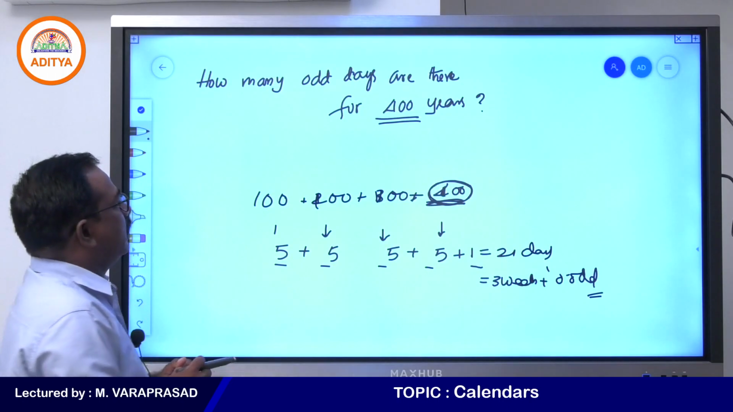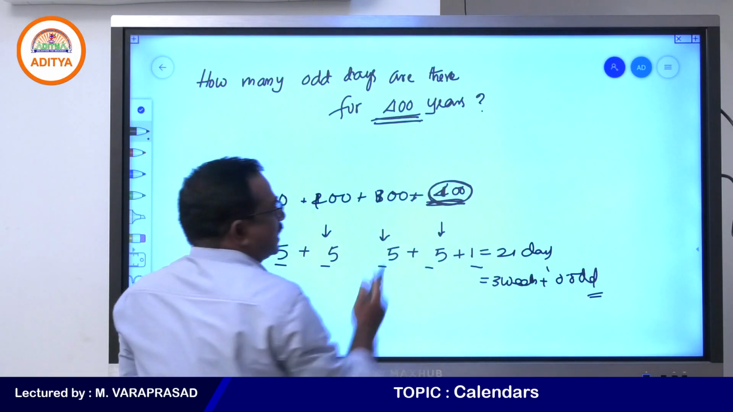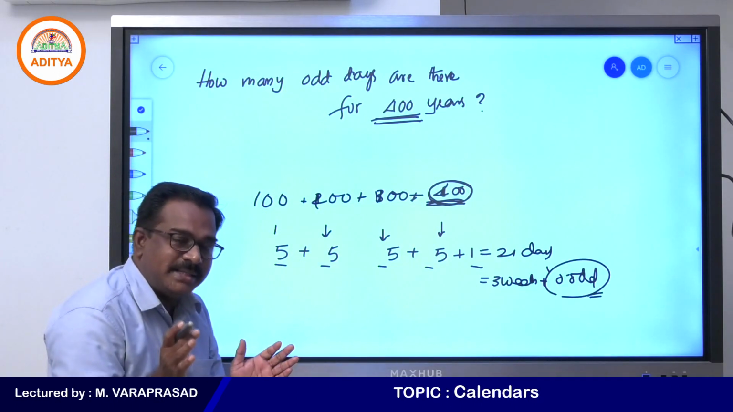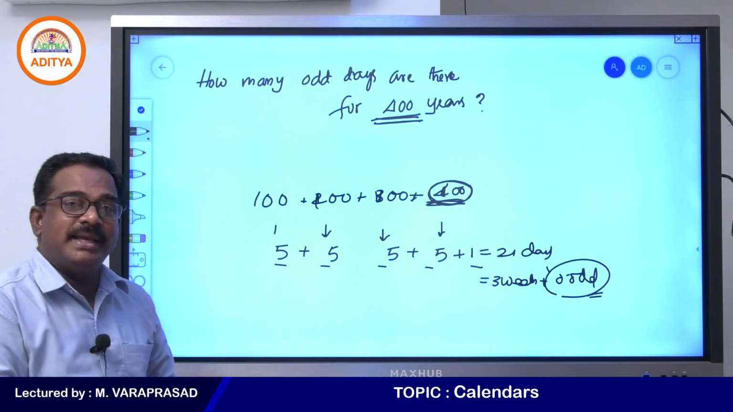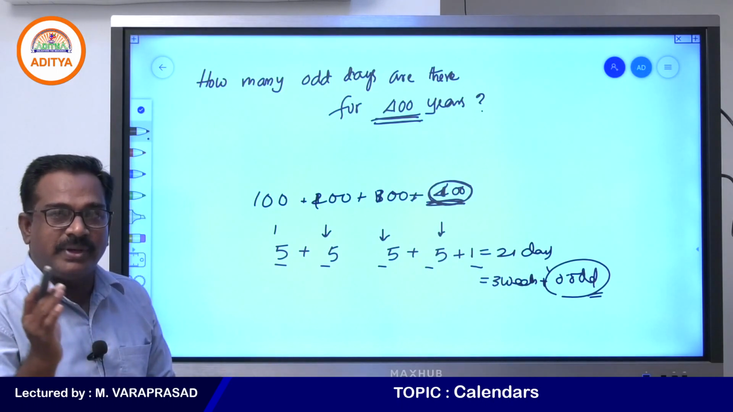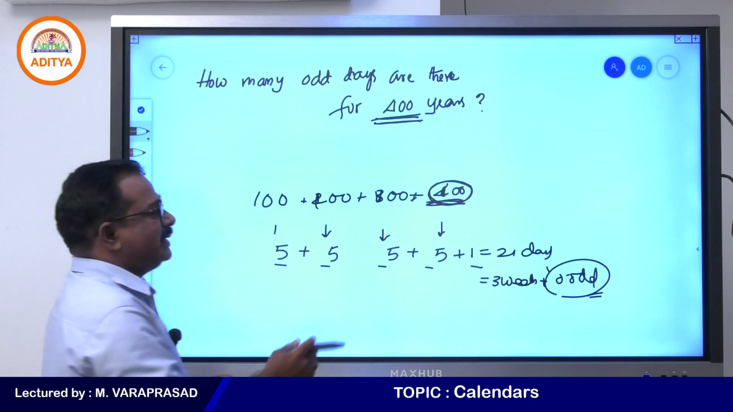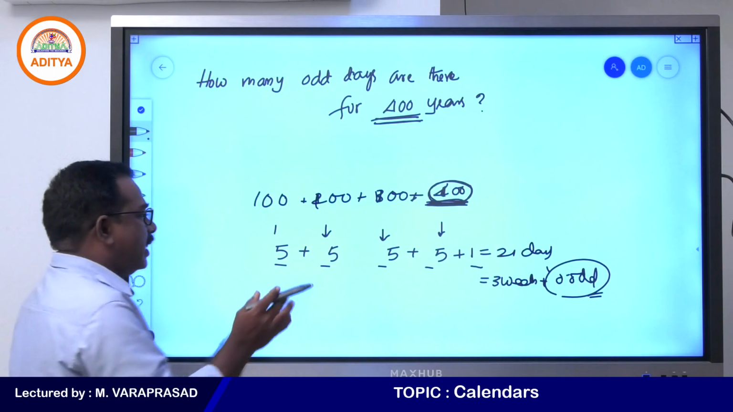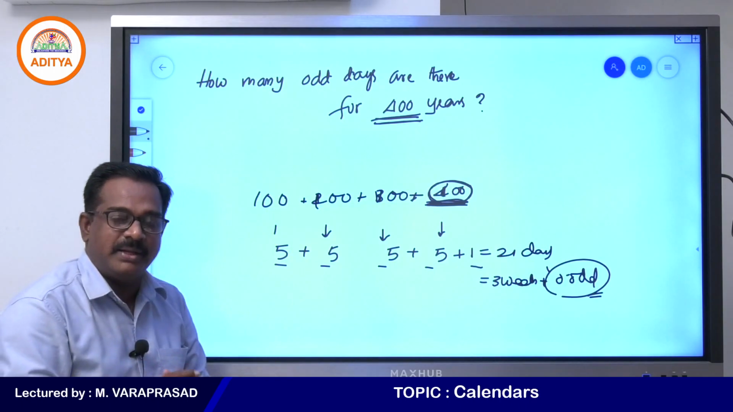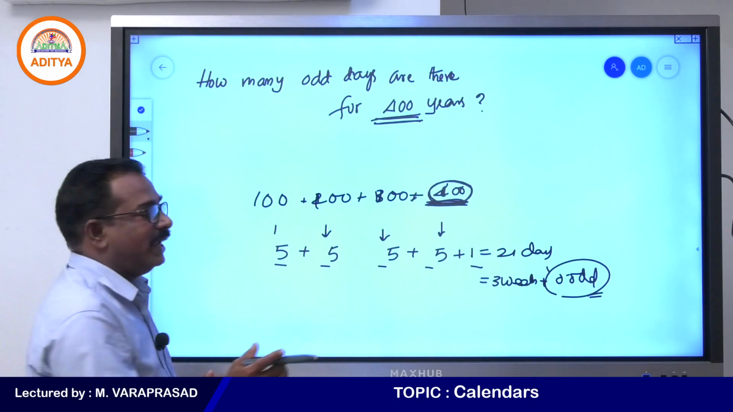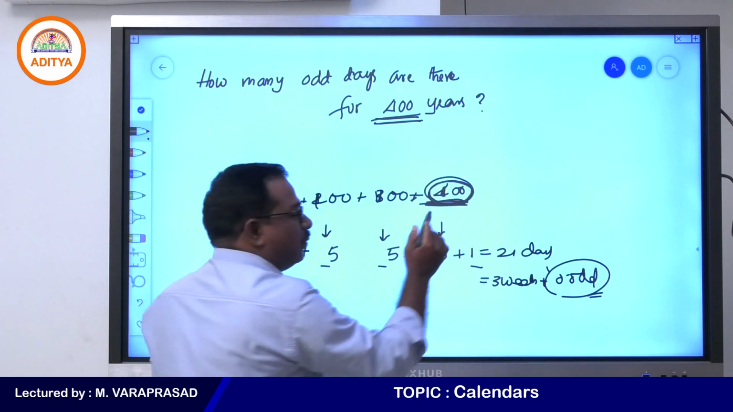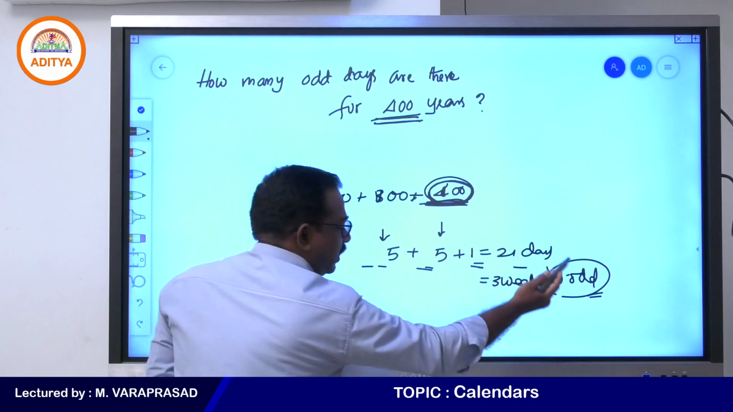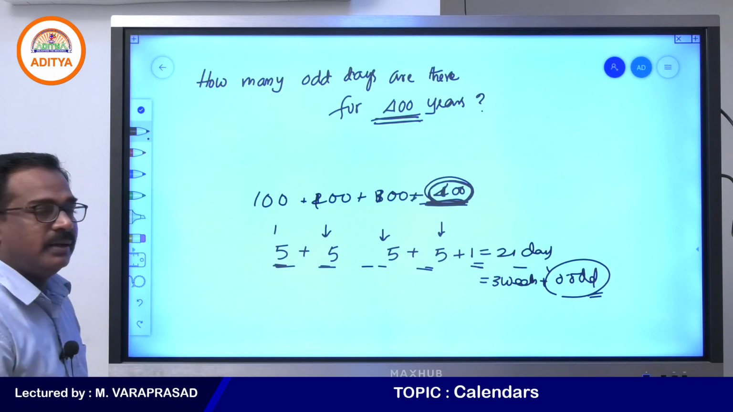Now see, 400 years contain how many odd days? 0 odd days. Why? Because the 400th year is a leap century. 100 is not a leap year, 200 is not a leap year, 300 is not a leap year, but 400 is a leap year in centuries. So one extra day we get in February. So totally 21 days, 3 weeks plus 0 odd days, right?